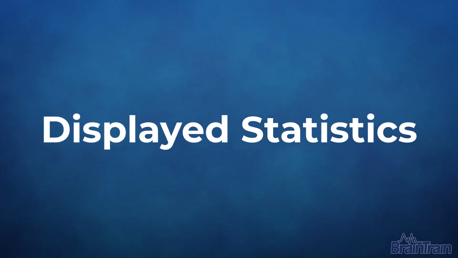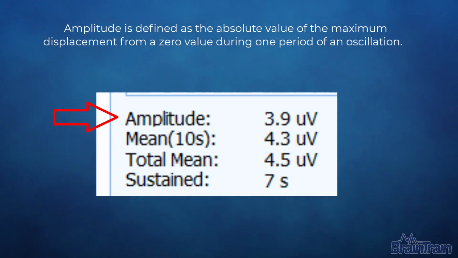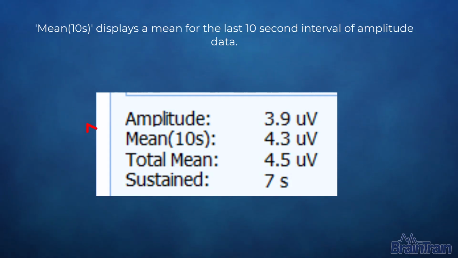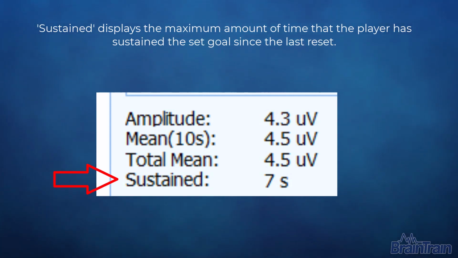Displayed statistics. Amplitude displays the current amplitude of the signal. Amplitude is defined as the absolute value of the maximum displacement from a zero value, during one period of an oscillation. Amplitude is a measure of the power of the EEG signal in microvolts. Mean 10s displays a mean for the last 10 seconds interval of amplitude data. Total mean displays the total mean value of the gathered amplitude since the last reset. Sustained displays the maximum amount of time that the player has sustained the set goal since the last reset.